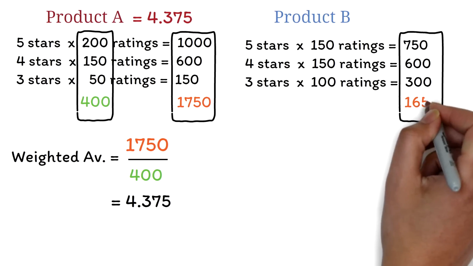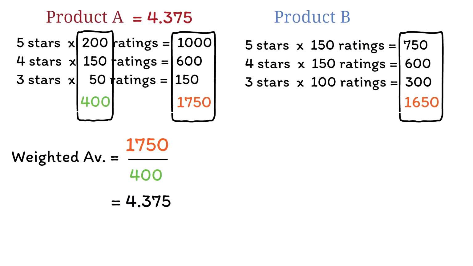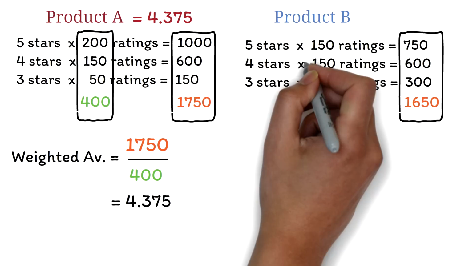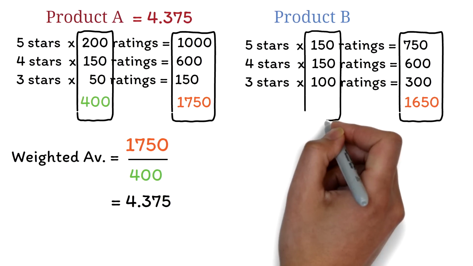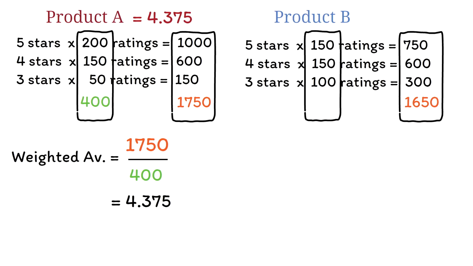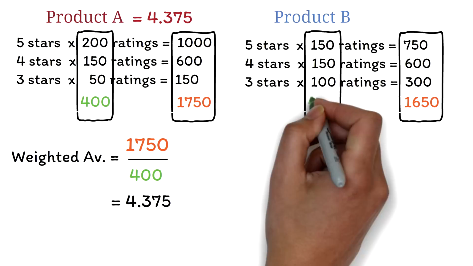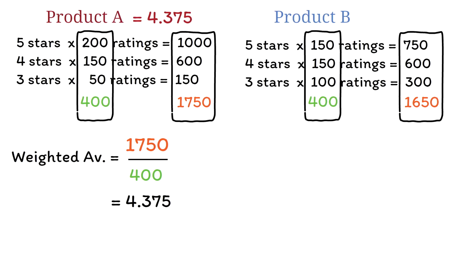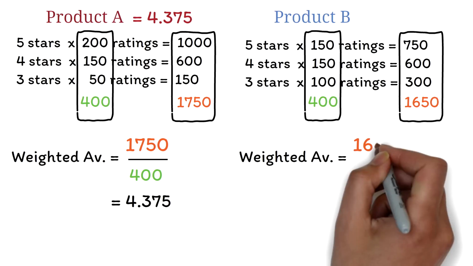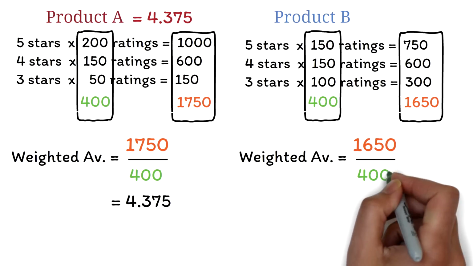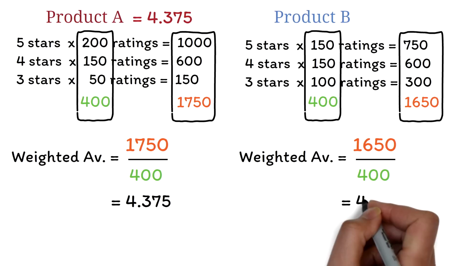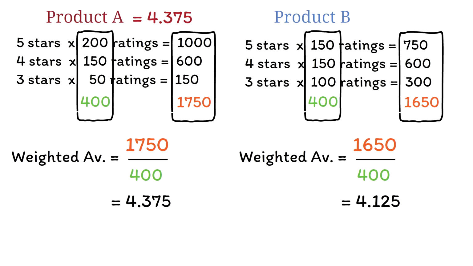This equals 1,650. The next step is to add the number of times the ratings were given. That is these values. We have 150 plus 150 plus 100. This will be equal to 400. Finally, we will divide the 1,650 by the 400. This is 4.125. So the weighted average for product B is 4.125.